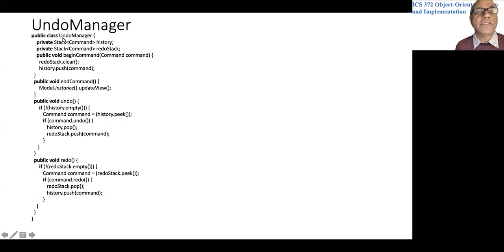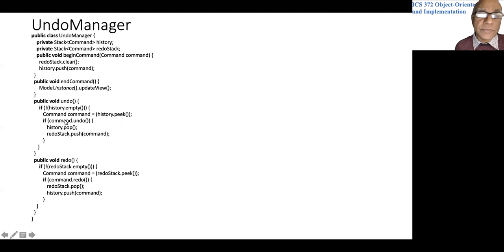The undo manager has two stacks, the history stack and the redo stack. And this is a singleton. We haven't shown the code for the singleton here. When we begin a new command, we get the command from the corresponding controller state, and we clear the redo stack and push this command onto the history stack. And when we end the command, we just update the view.